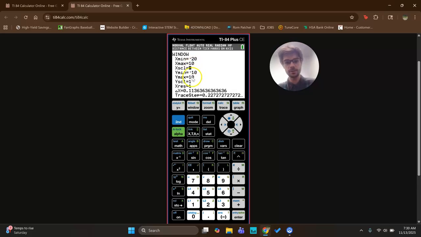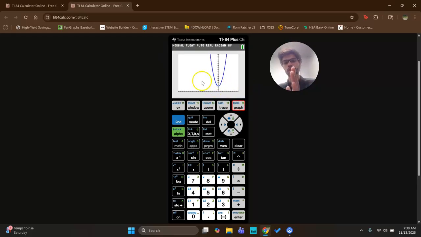This x scale right here, that is just how much each line counts by. So ones is fine. Y min, let's change it to 0 because we want to see higher maybe. And we'll change the y max to 20. Alright, x scale 1. You don't really need to worry about these. For your trace step, maybe you want to put it up, but alright, now let's look at our graph. So if you notice, we changed our x min to -20 and our y min to 0 and then y max to 20, so we see higher on the graph.